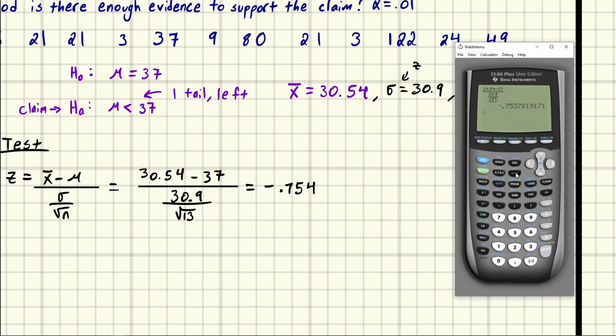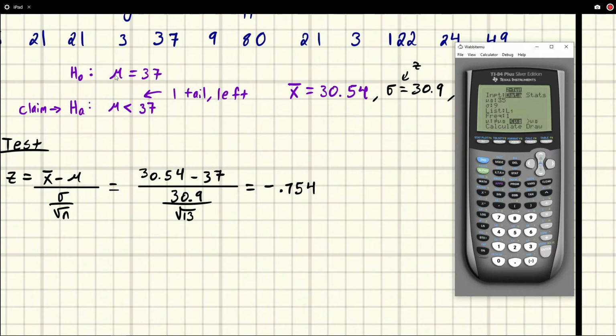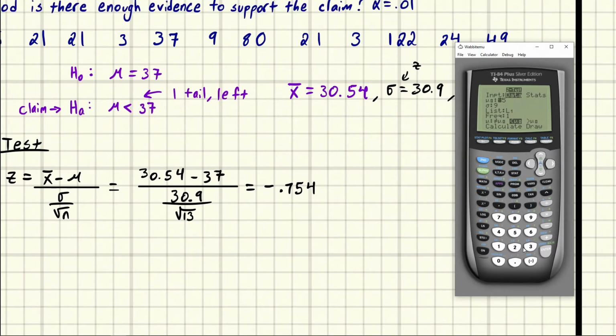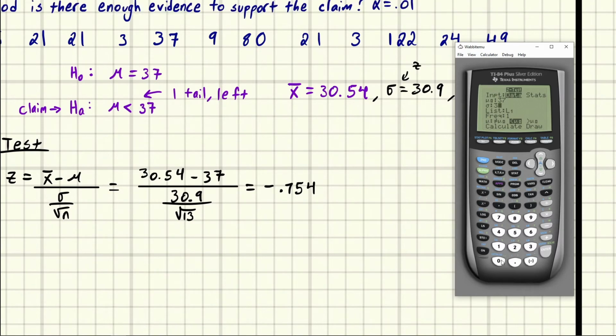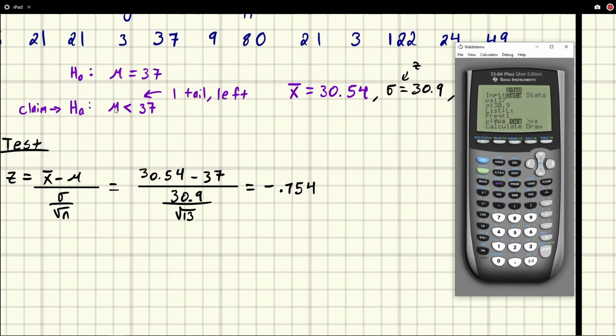Now you can get this same z-score using the calculator. If you go to stat, then tests, we're doing a z-test, and we are given data, so we choose the data option. Our mu naught is 37, so we put down 37. Our sigma is 30.9, right here. List 1 contains our data, make sure that matches. Leave frequency at 1, and then make sure this matches, which we have less than, and it's less than.